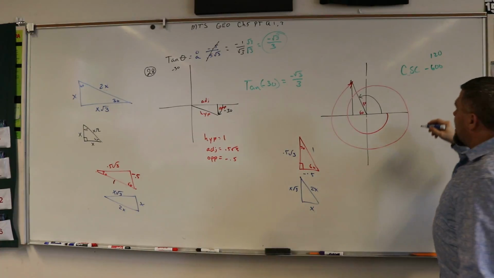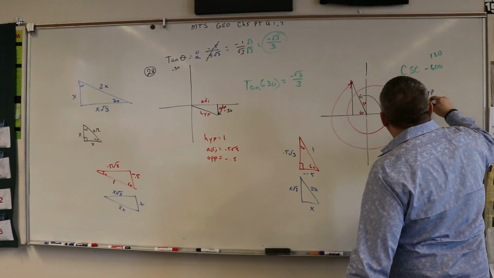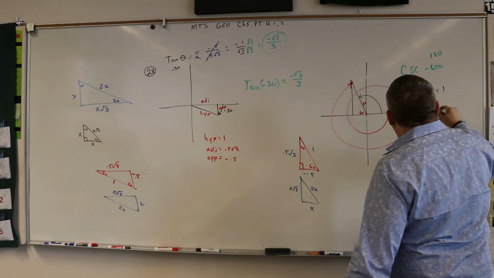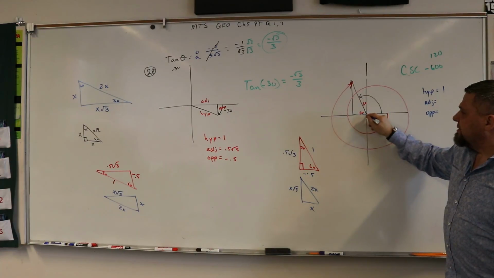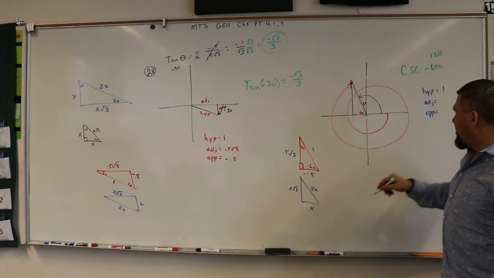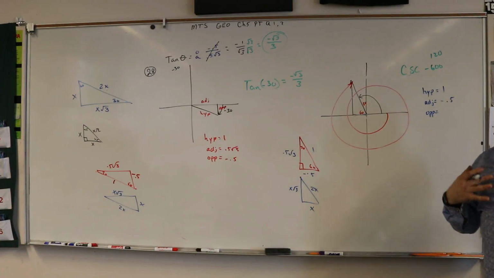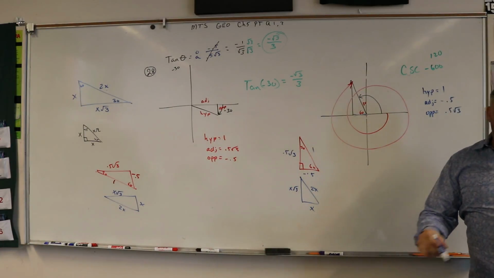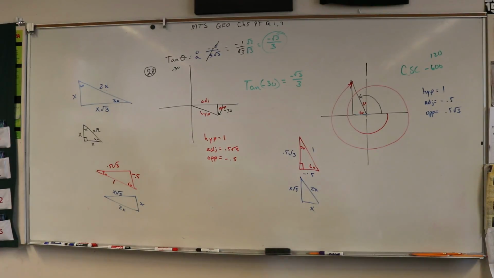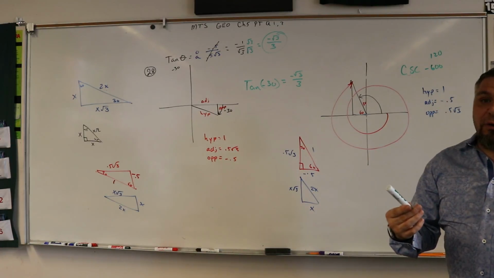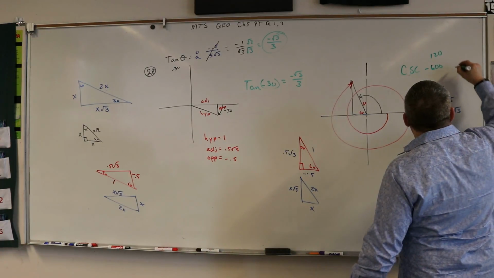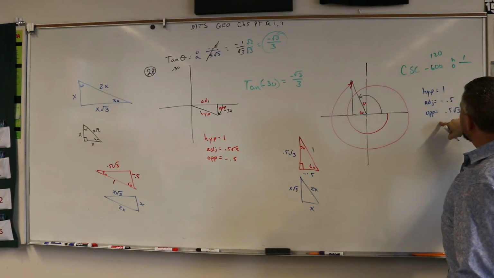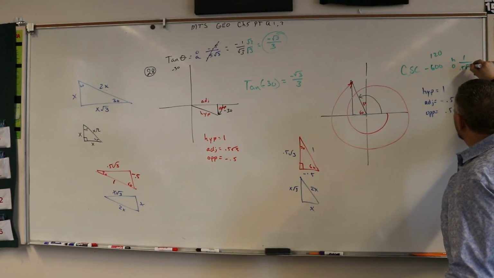Does that make sense? And so now we're going to write out the hypotenuse, the adjacent, and the opposite. Okay? The hypotenuse is 1. The adjacent is negative 0.5. And the opposite is 0.5 square root 3. Okay? And since we wanted cosecant, co's a hoe, right? So that's going to be h over o. So that's going to be 1 over 1/2 square root 3.